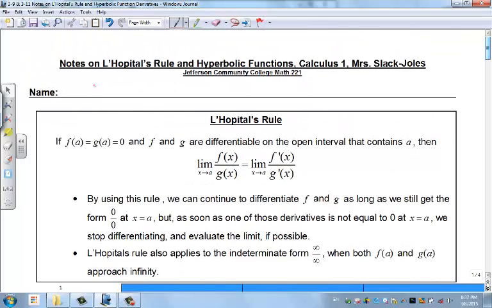So you should have this note sheet that says Notes on L'Hopital's rule and hyperbolic functions. Calculus 1, Mrs. Slack-Joles, that's me. And what we're going to do today, on the 9th, is cover this, and then on the 11th, I'm going to cover the hyperbolic functions. So even though this is one sheet, we're going to use it for 2 days.